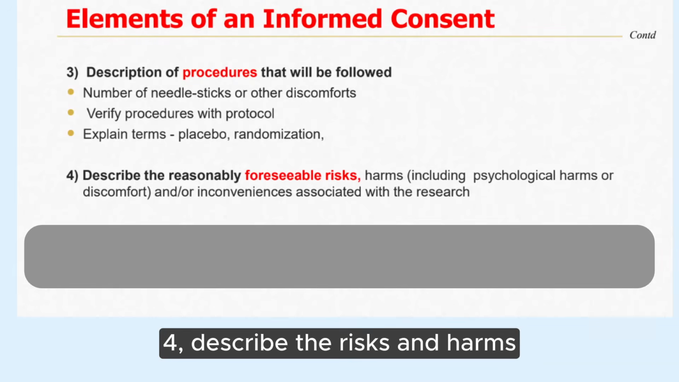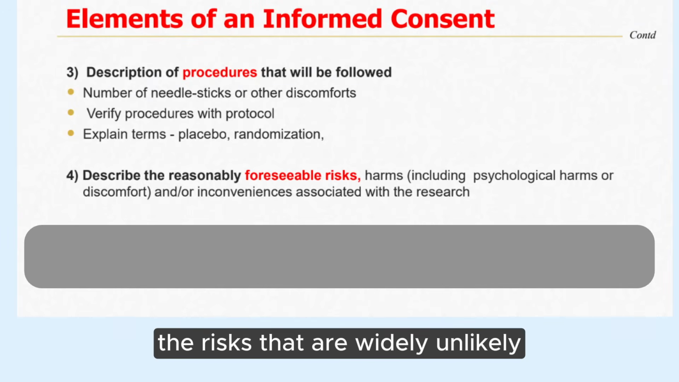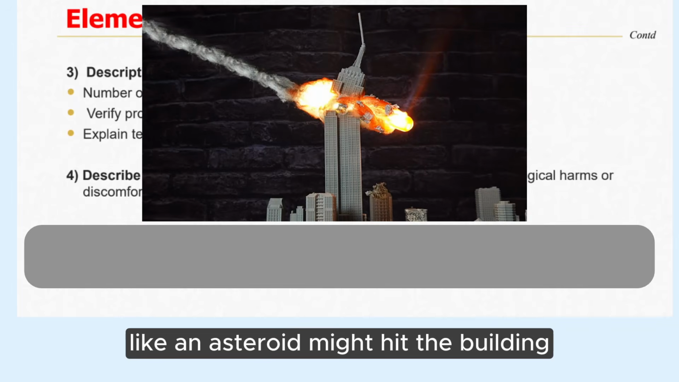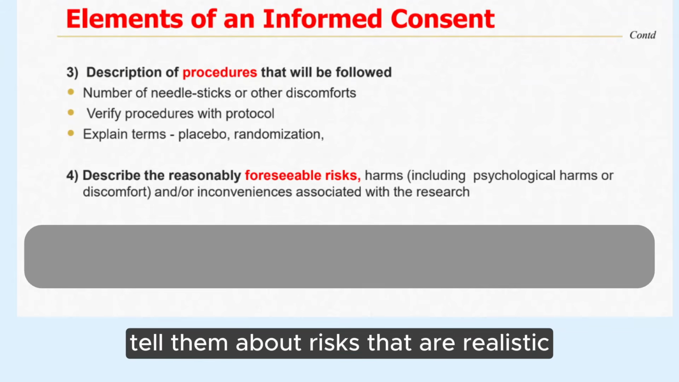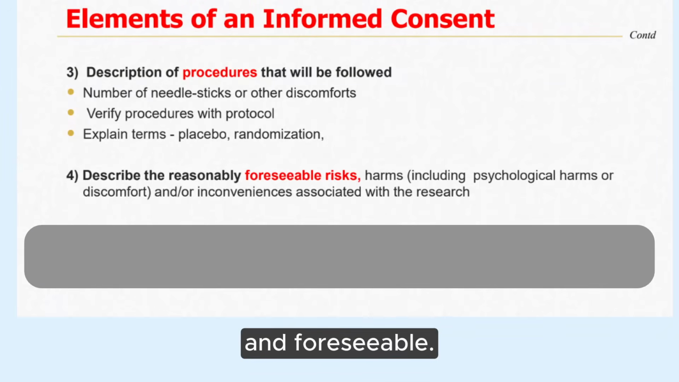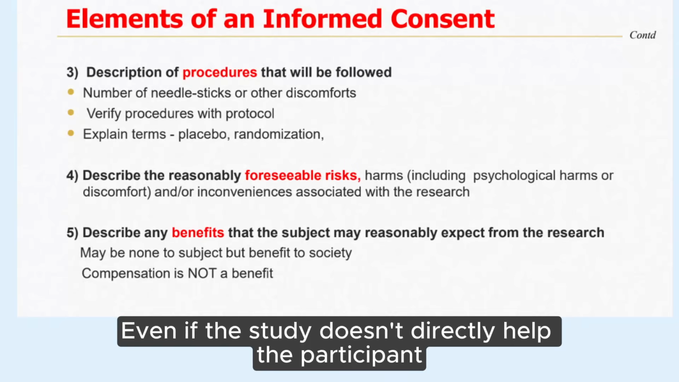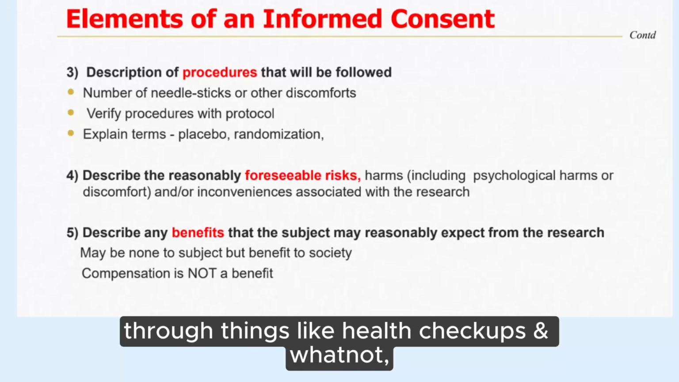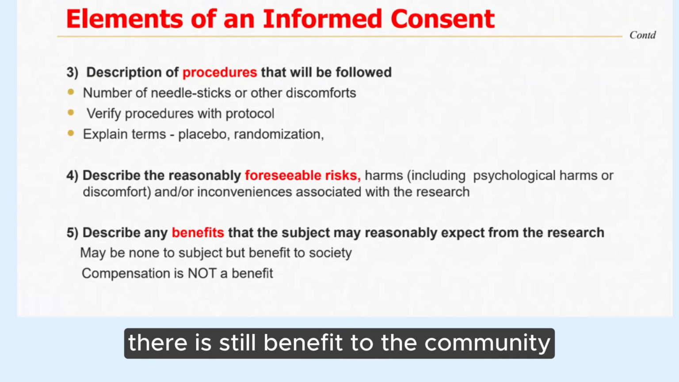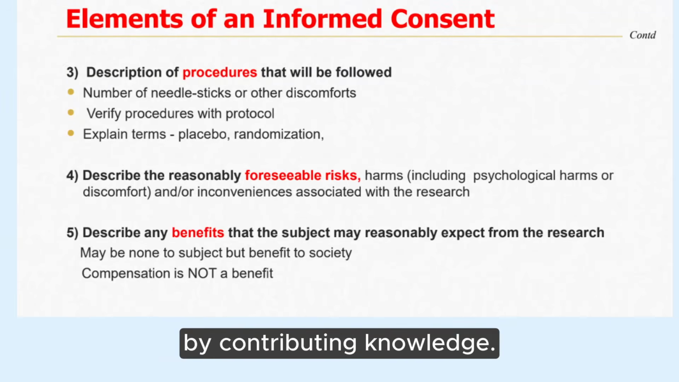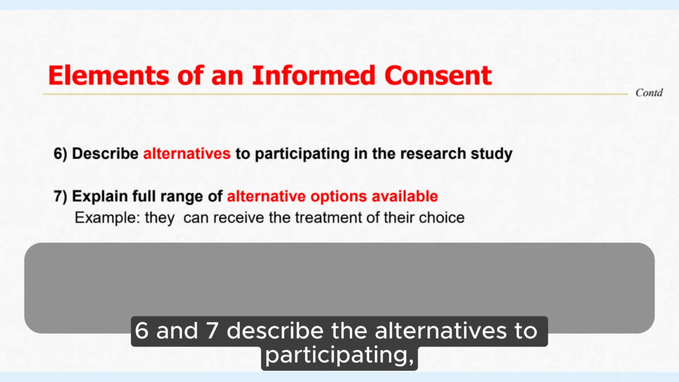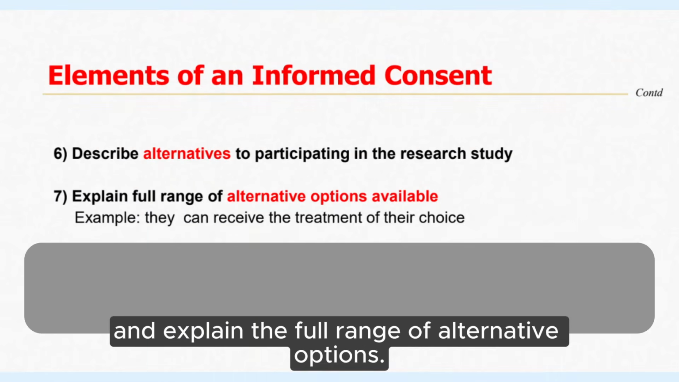4. Describe the risks and harms. You don't have to mention the risks that are wildly unlikely, like an asteroid might hit the building, but you should tell them about risks that are realistic and foreseeable. 5. Describe benefits the participant may expect. Even if the study doesn't directly help the participant through things like health checkups and whatnot, there is still benefit to the community by contributing knowledge. 6 and 7. Describe the alternatives to participating and explain the full range of alternative options.